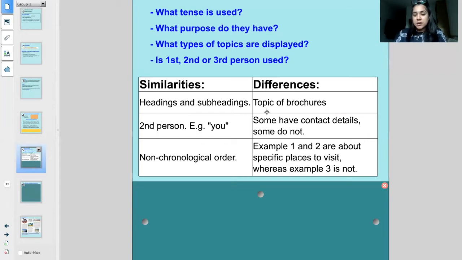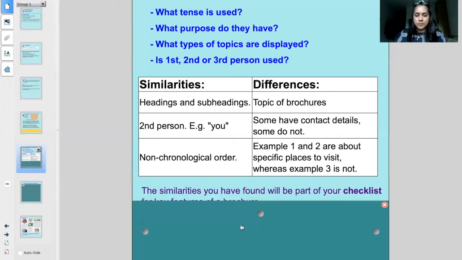Some differences. The topic of the brochures. One was a holiday destination, one was giving information about dogs. So they all have different topics that they're presenting. Some have contact details, some do not. That might have been something you picked up on, maybe not. Example 1 and 2, this is more specific. They're about places to visit, whereas example 3 is not. So those could have been some similarities and differences that you might have thought of.